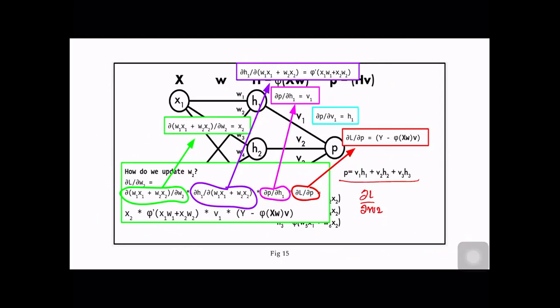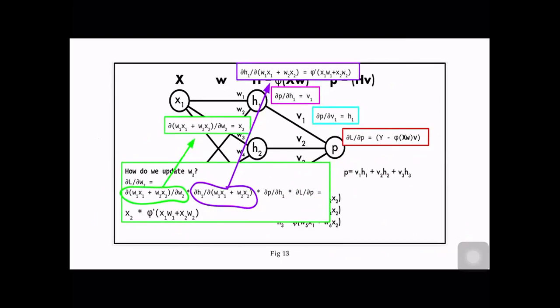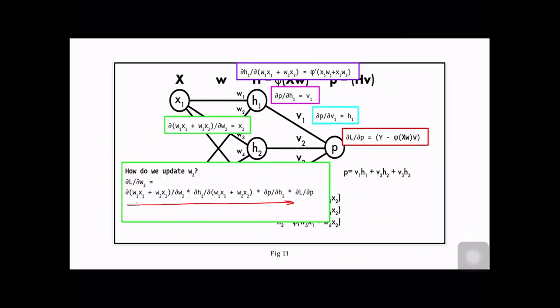Are you thinking about the chain rule? Are you talking about the chain rule in the sense of how do we convert W2 here and how do we get rid of P or something like that?